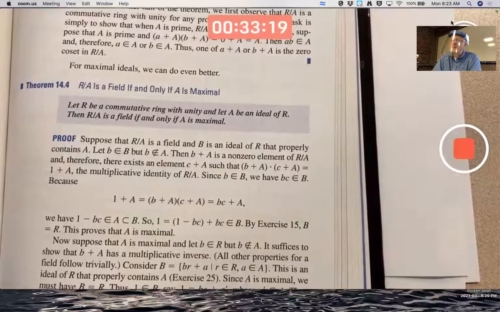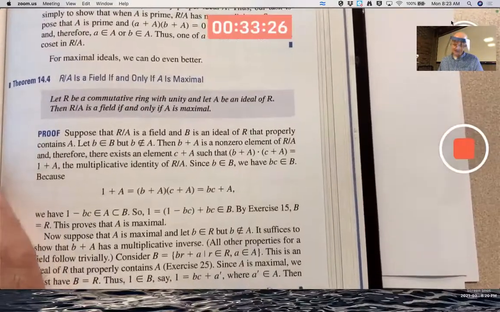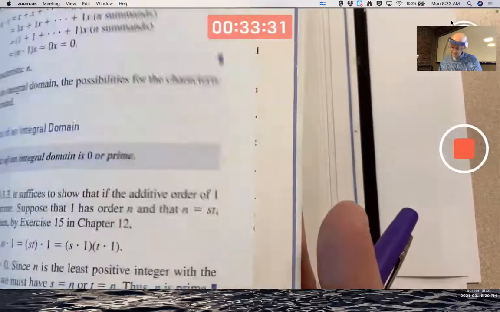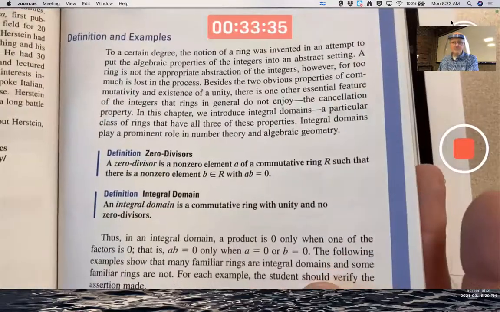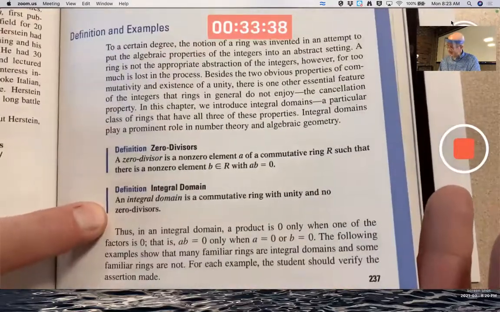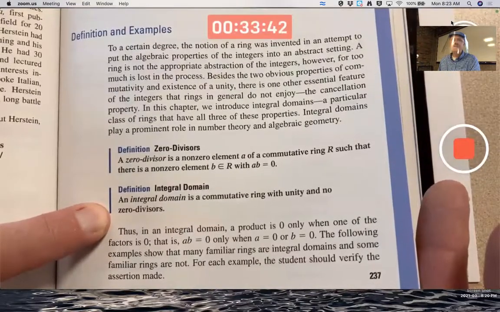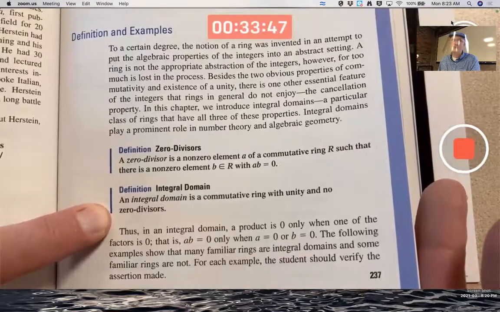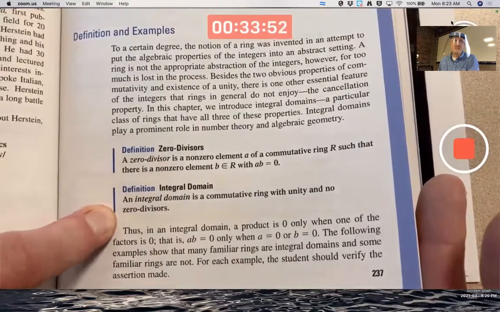Remind yourself, what's an integral domain? An integral domain is, for us, a commutative ring with unity in which every non-zero element is not a zero divisor. It's got no zero divisors. Integral domain is a commutative ring with unity and no zero divisors. So all the non-zero elements are not zero divisors. Not necessarily units. They don't necessarily have multiplicative inverses. But they're not zero divisors.